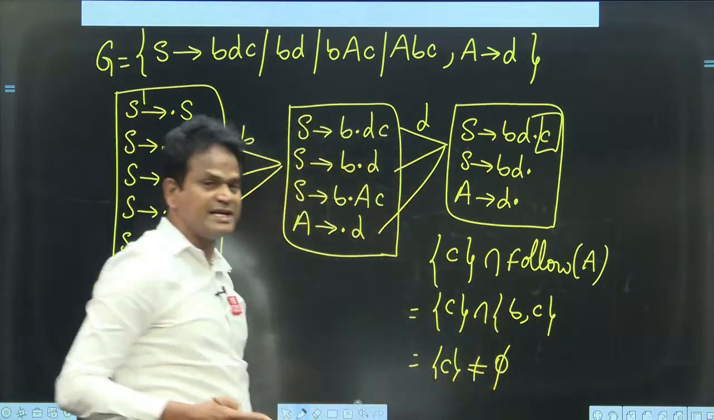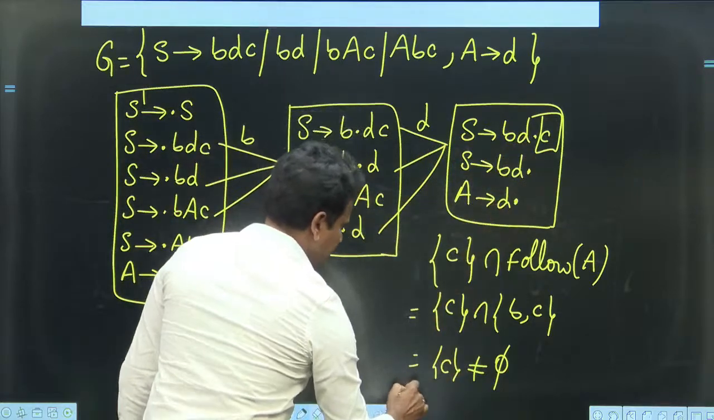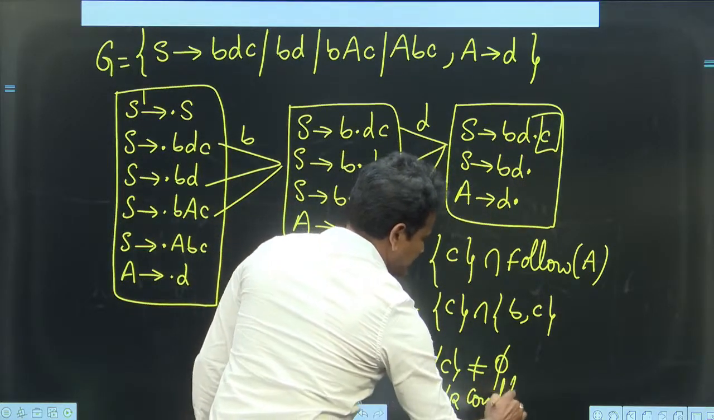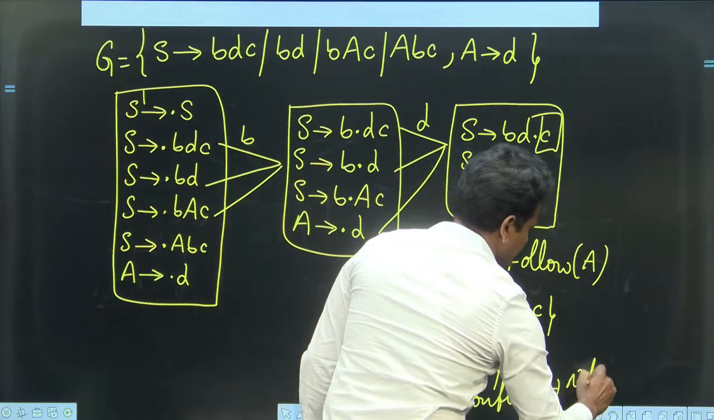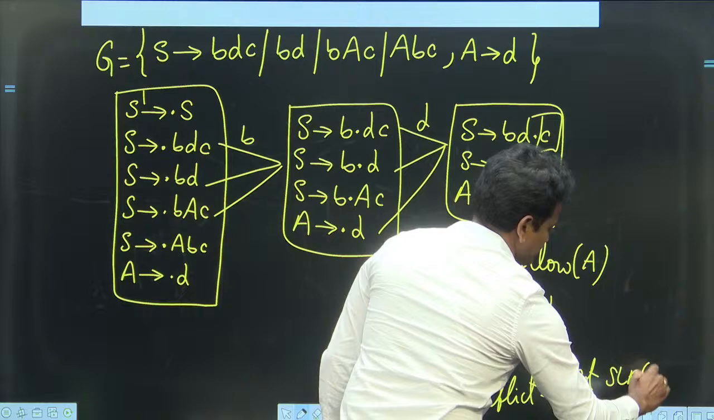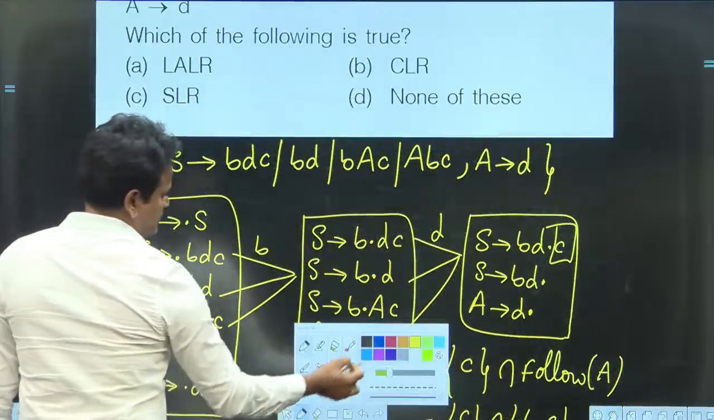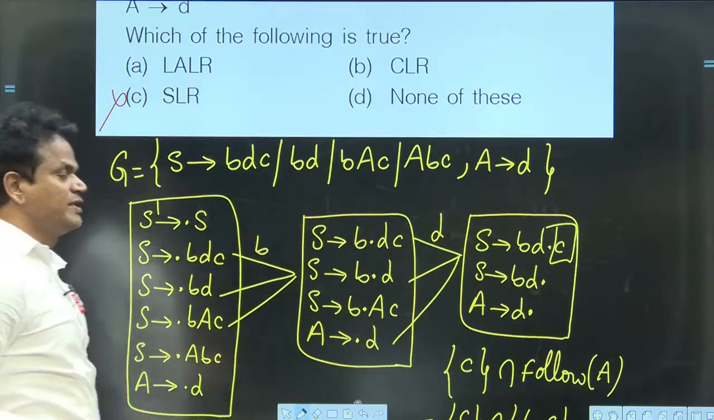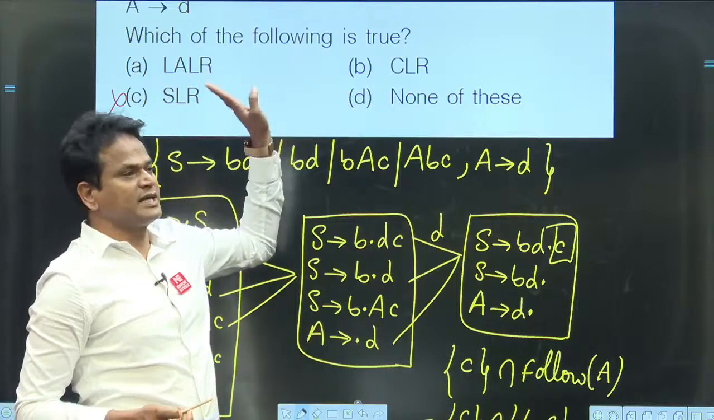It means there is a shift symbol terminal and a final item, which implies a shift-reduce conflict. Whenever a shift-reduce conflict is there, it is not SLR of 1. So we cannot go for this option. Then we will go for LR of 1 items, checking for LLR of 1 and CLR of 1.